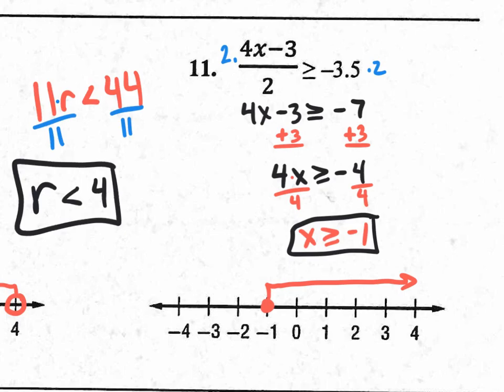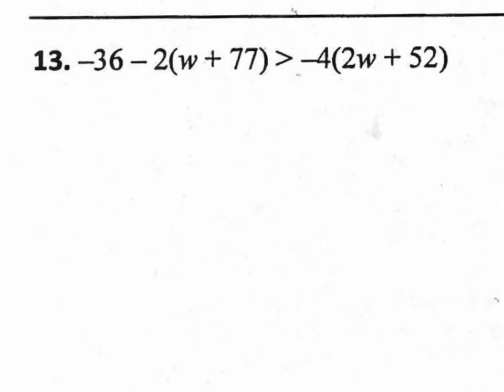Moving on to number 13, we're going to distribute the negative 2. Notice that I circle and call it a negative 2 instead of a minus 2. It's easier. Negative 2 times w is negative 2w. Negative 2 times 77, I believe that's negative 154. Feel free to use a calculator if you'd like so you don't make mistakes.